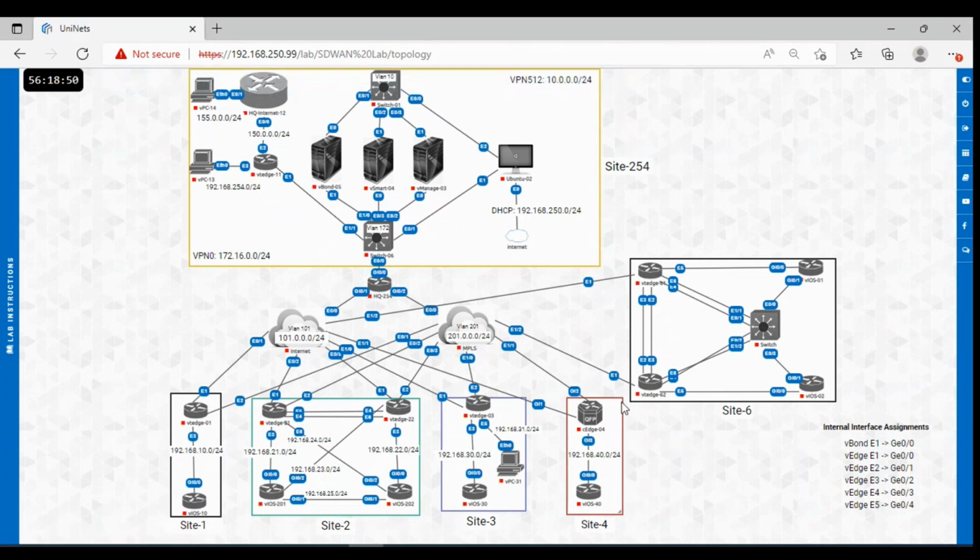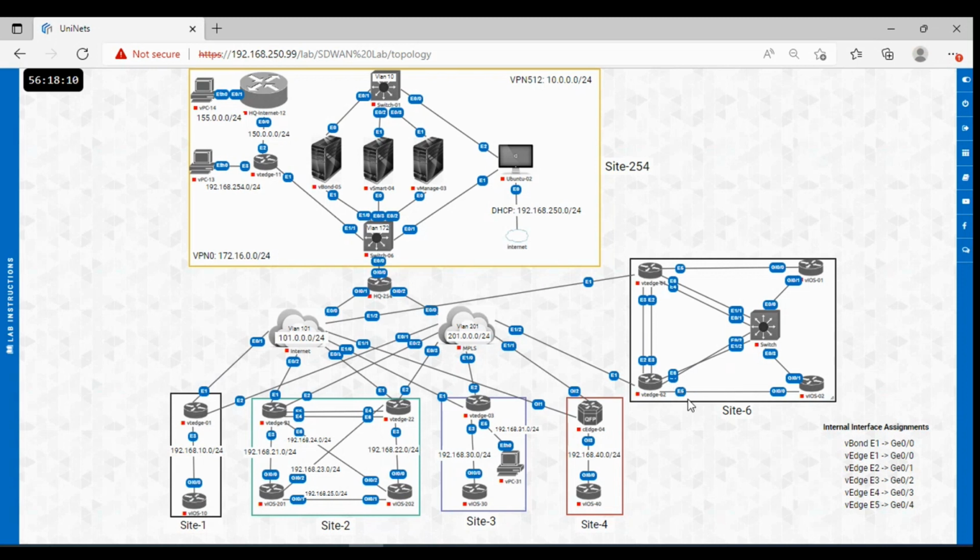For TLOC extension, we have a site 6 where we have two routers, 61 and 62. Router 61 is connected only to internet and router 62 is connected only to MPLS. So this is different from what we have on all the other sites. For example, at site 1, we have router 1 which is connected to both internet and MPLS. And at site 2, we have two routers and each router is connected to two links, one to internet, one to MPLS. Similarly for site 3 and 4.